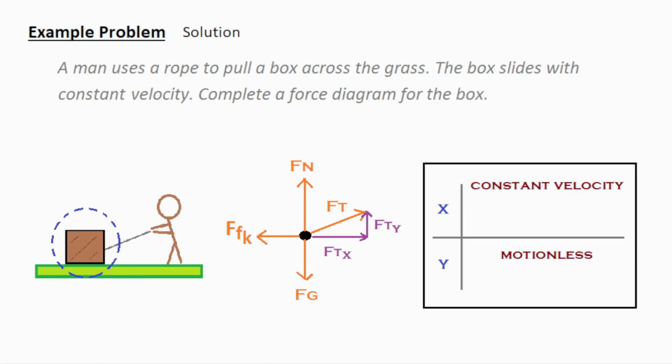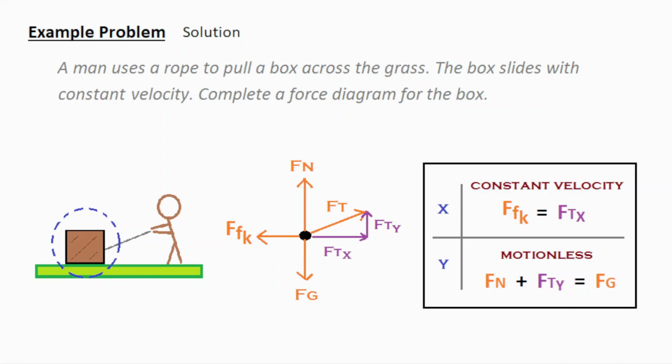And now I consider what the object is doing in each dimension. Well, it has a constant velocity in the horizontal plane, and it is motionless in the vertical plane. These are both statements of balanced forces. So horizontally, I want to state that kinetic friction is equal to the x component of tension. And vertically, I want to state that the 2 upward forces, normal force and tension's y component, when added together, are balanced with the downward gravitational force.